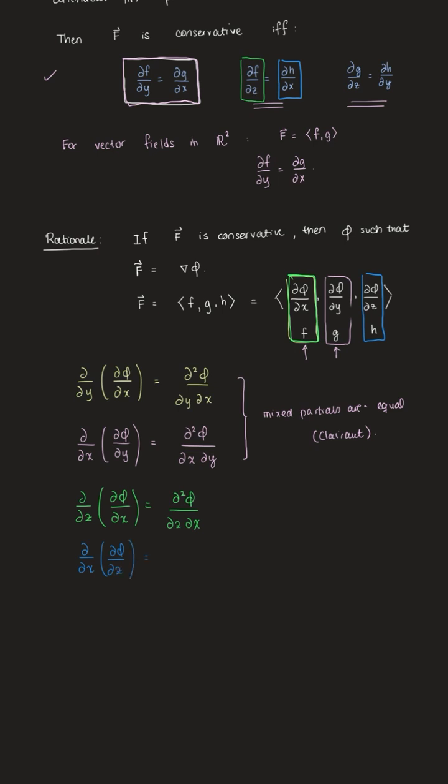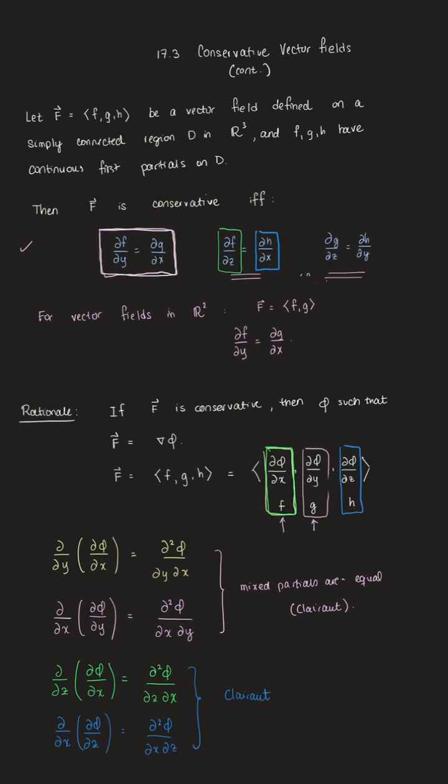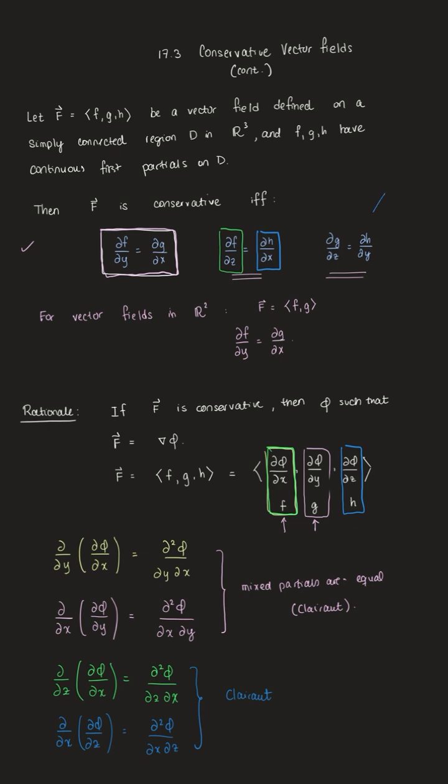That's going to give me the second order partial of dx dz. Well, these are equal to each other by Clairaut, so it makes sense to test that they're in fact equal to each other to make sure that we have a conservative vector field. So what we're actually doing is testing the mixed partials to make sure that they're equal to each other.